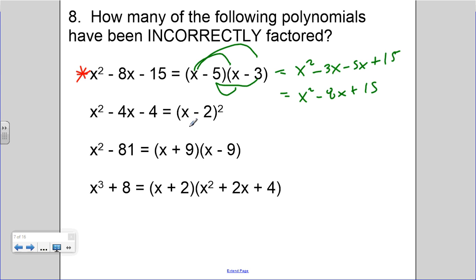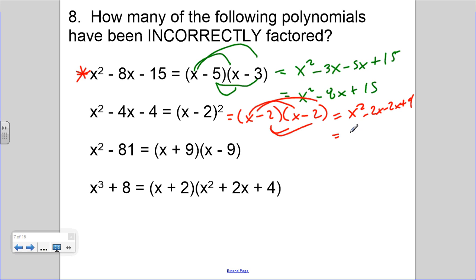Let's check the other one. So the other one says x minus 2 to the power of 2, which is the same thing as x minus 2 times x minus 2. So again, we can use FOIL or use a box, whichever you're most comfortable with. So x times x is x squared. X times negative 2, negative 2x. Negative 2 times x, negative 2x. Negative 2 times negative 2, positive 4. Combine your like terms, you would have x squared minus 4x plus 4. So again, that's incorrectly factored.